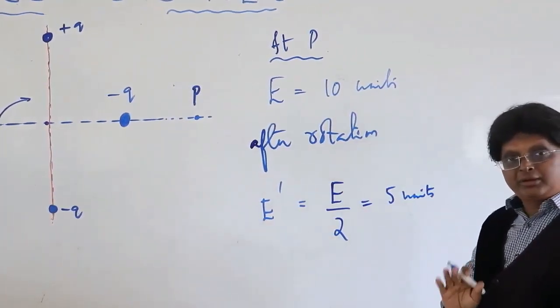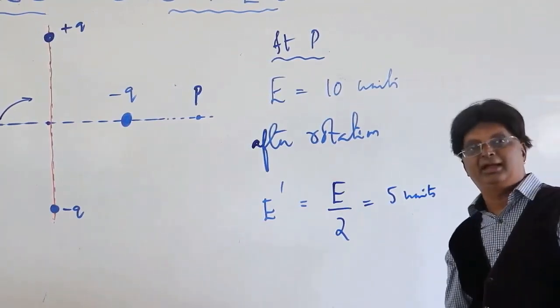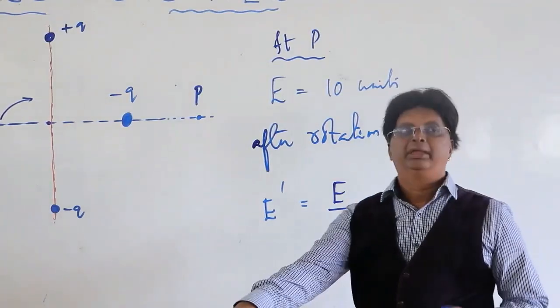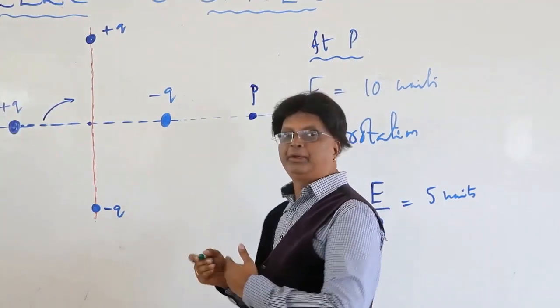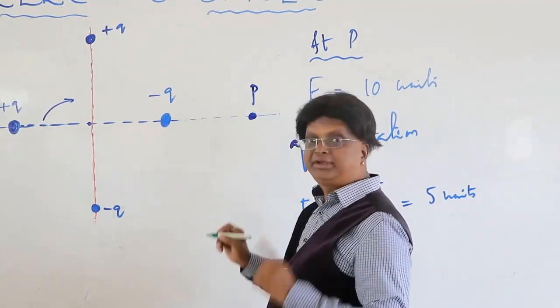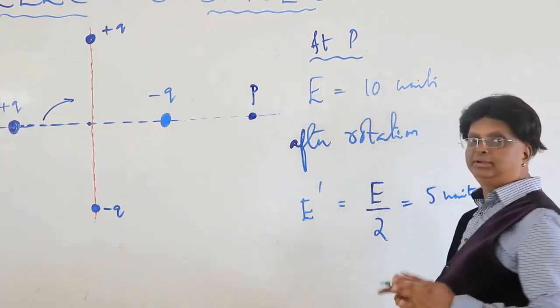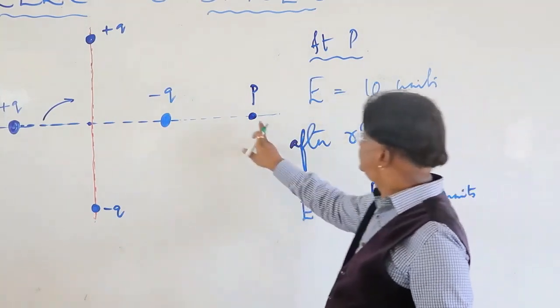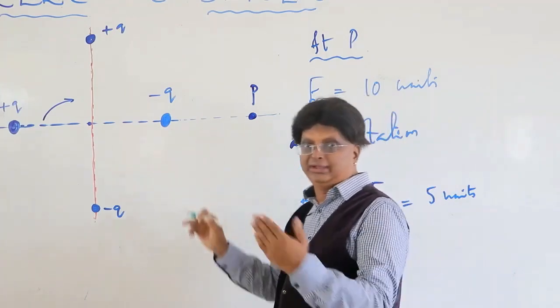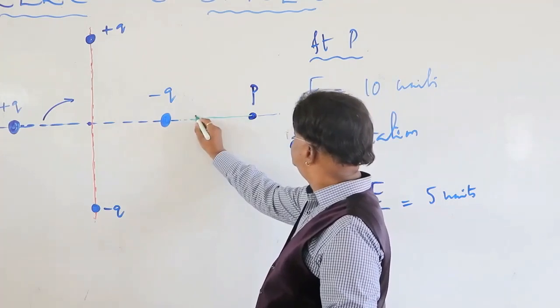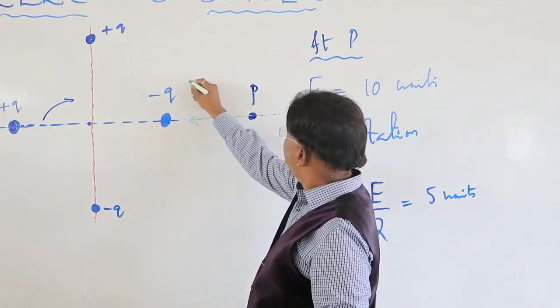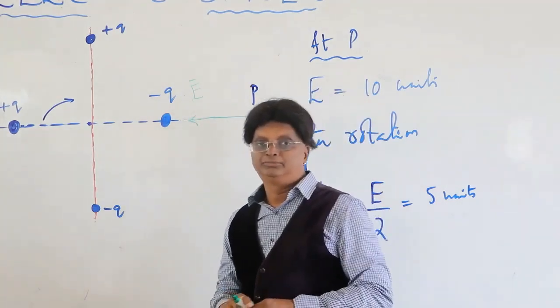Along with the magnitude, remember there is a change in the direction as well. How? Once more, let us write the vectors. Earlier, what is given? It is 10 units. If you write it as a vector, this is point P, axial, needle to negative charge. Therefore, this is the vector towards it. I call this vector E bar before rotation.